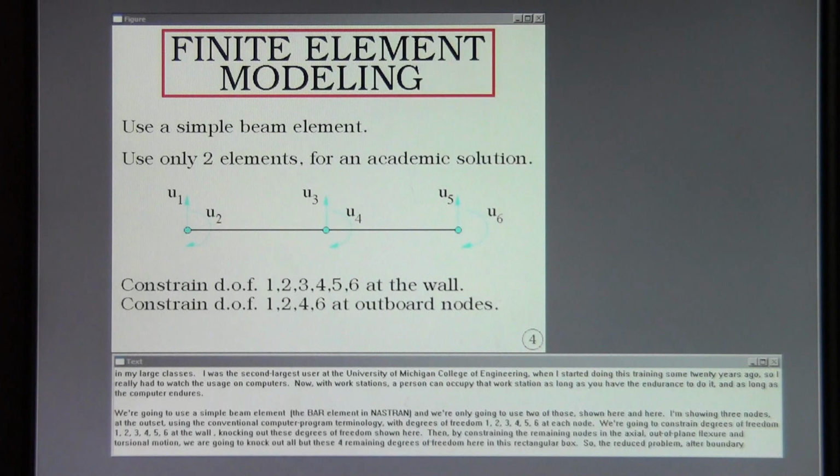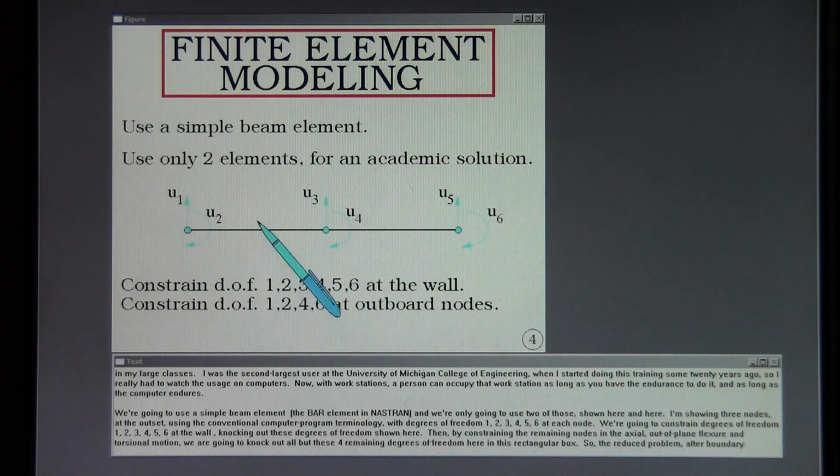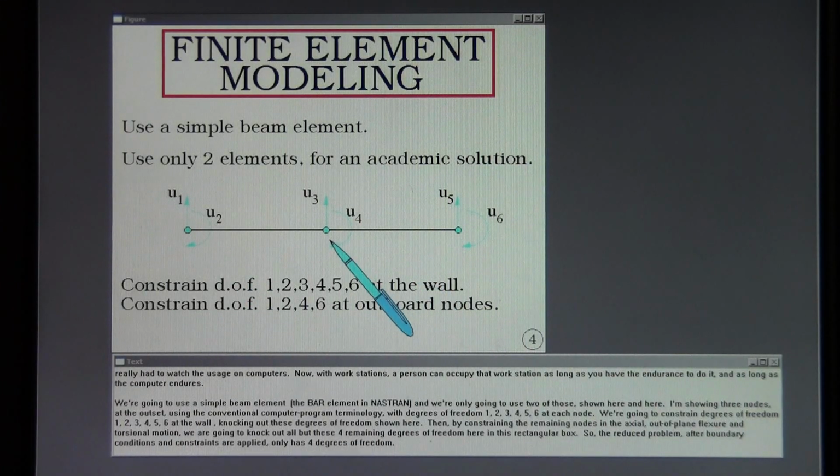We're going to use a simple beam element and the bar element in Nastran, and we're only going to use two of those, shown here and here. I'm showing 3 nodes. At the outset, using the conventional computer program terminology with degrees of freedom 1, 2, 3, 4, 5, 6 at each node, we're going to constrain degrees of freedom 1, 2, 3, 4, 5, 6 at the wall, knocking out these degrees of freedom shown here.